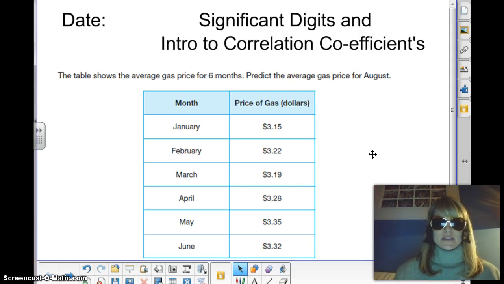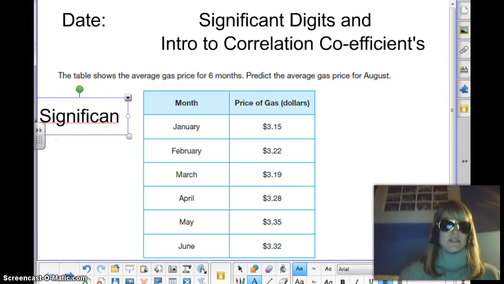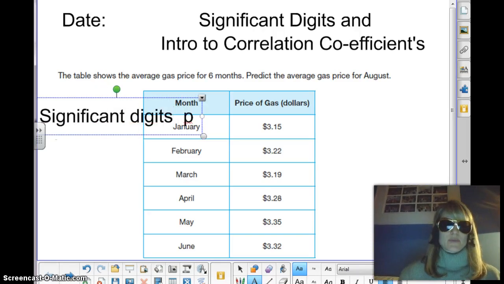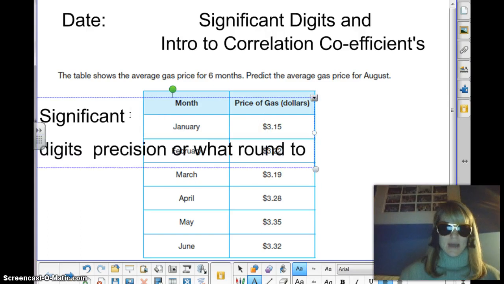So first of all, significant digits is basically the precision of the digits. You guys are always asking me, what do I round to? Well, you want to look at significant digits to tell you the precision, or what to round to. Okay, so basically, in order to do that, we need to look at our data.